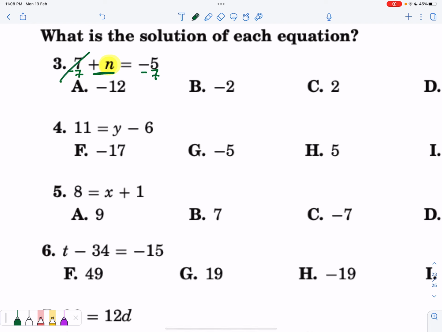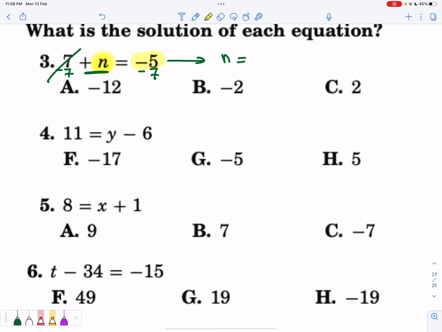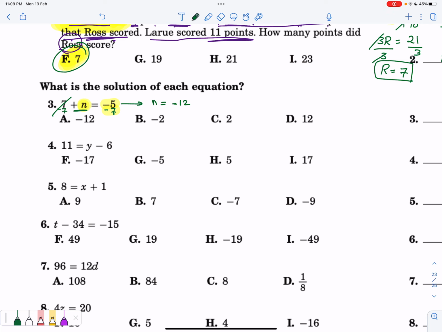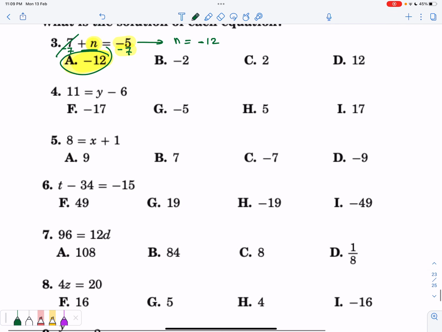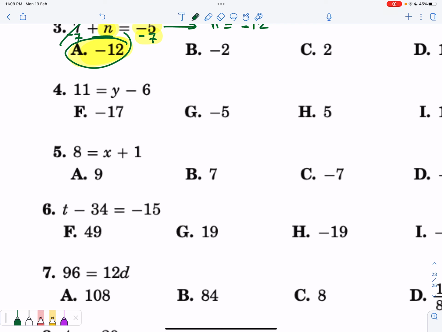So this means here I just have n, so I will say n equals. Here you have negative 7, negative 5, so they are the same sign. Same sign, you will add. So when you add 5 plus 7, that is equal to 12, and keep the same sign. Since both of them are negative, you will keep the negative. So the correct answer is negative 12. This is the correct answer, which is A.